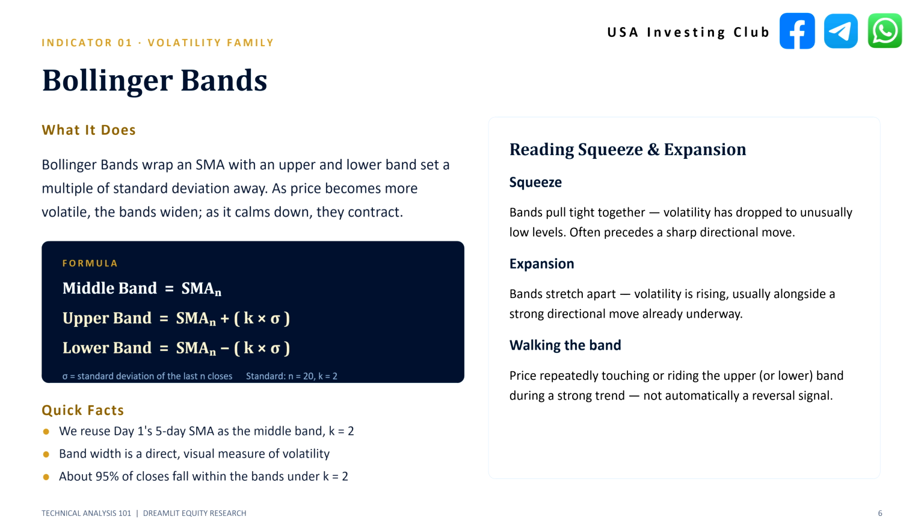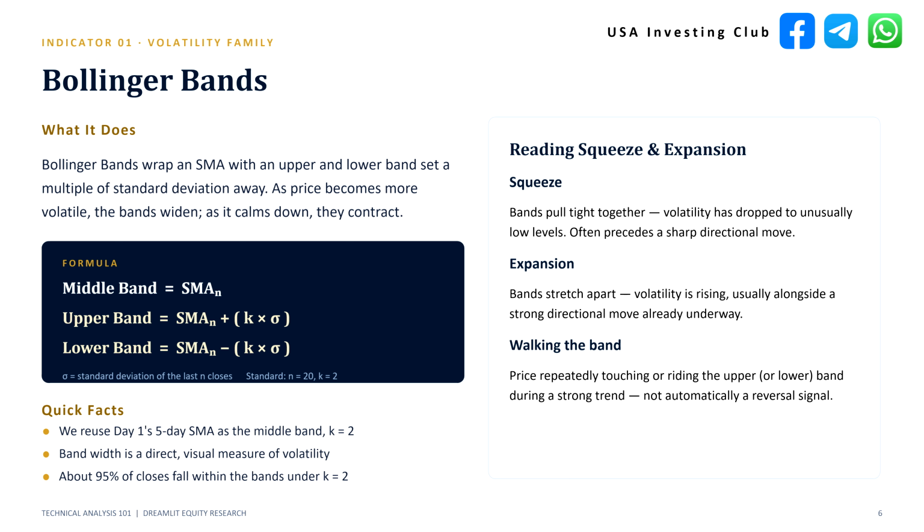3 quick facts worth holding on to. Bandwidth is a direct, visual measure of volatility. No other calculation required. You can simply look at how far apart the lines are. Under K equals 2, roughly 95% of closes fall within the bands, assuming something close to a normal distribution, a number we'll revisit and stress test in the advanced module.